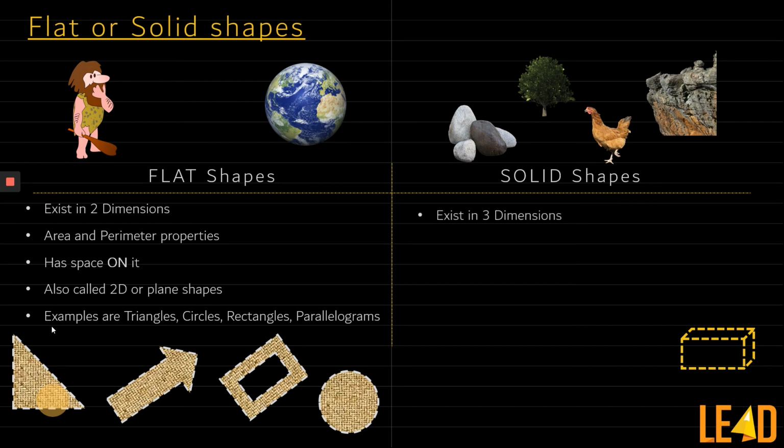Solid shapes, on the other hand, exist in 3 dimensions. So let's back up on our discussion on dimensions. We said that 1 dimension is a measurement you could make in a particular direction. So the one would mean it has a length. You could measure length at every point.